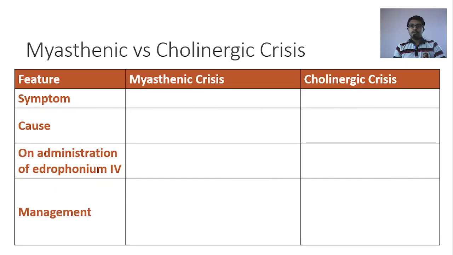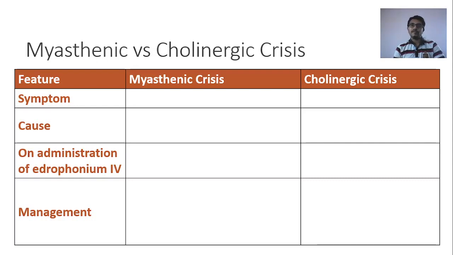So let me wind up this video by comparing these two important conditions, myasthenic crisis and cholinergic crisis. Imagine a patient with myasthenia gravis. You have given neostigmine or pyridostigmine. The patient is well controlled. Symptoms are gone. Few months later, the patient returns complaining of worsening of weakness. So what would have happened here?